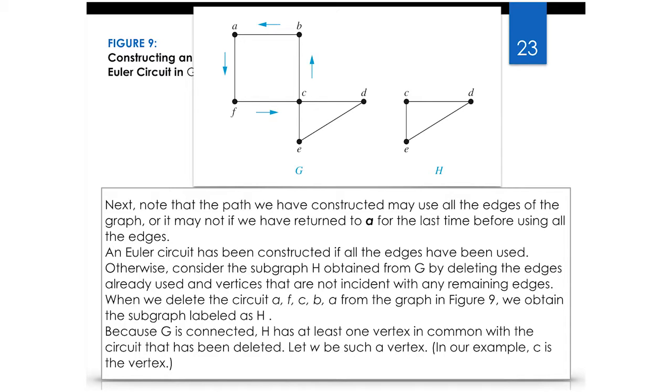Otherwise, consider the subgraph H obtained from G by deleting the edges already used and vertices that are not incident with any remaining edges. When we delete the circuit A, F, C, B, A from the graph in figure 9, we obtain the subgraph labeled as H. Because G is connected, H has at least one vertex in common with the circuit that has been deleted. Let W be such a vertex. In our example, C is the vertex.